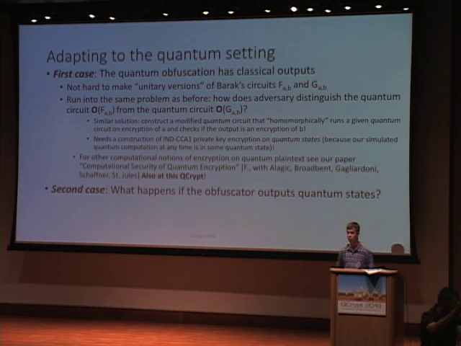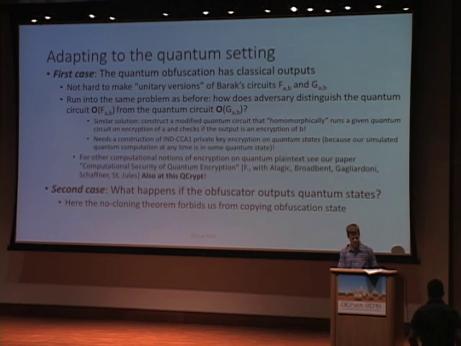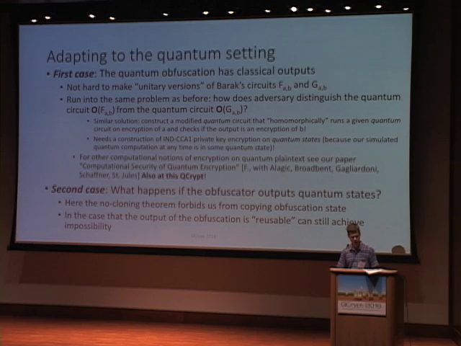Now the second case is, I think, far more interesting, which is what happens if the obfuscator outputs general quantum states. In this case, the no-cloning theorem is going to prevent us from copying obfuscation states. So it's not clear how we can run the state on itself, even if we have all of this encryption and homomorphic oracle and so on. What we can say is that in the case that we can reuse the obfuscation at all, in the case that it can be cloned even a small number of times, we can still achieve impossibility. But the general case in which the obfuscator gives only one copy, we still don't know how to prove that this is impossible.